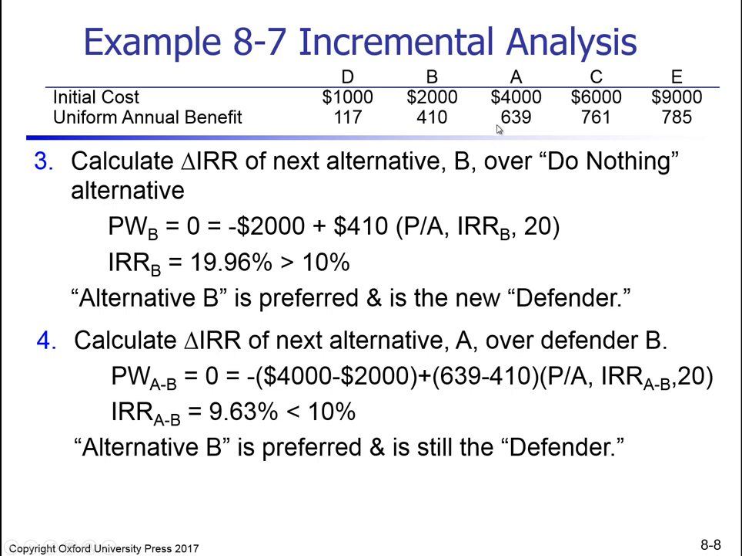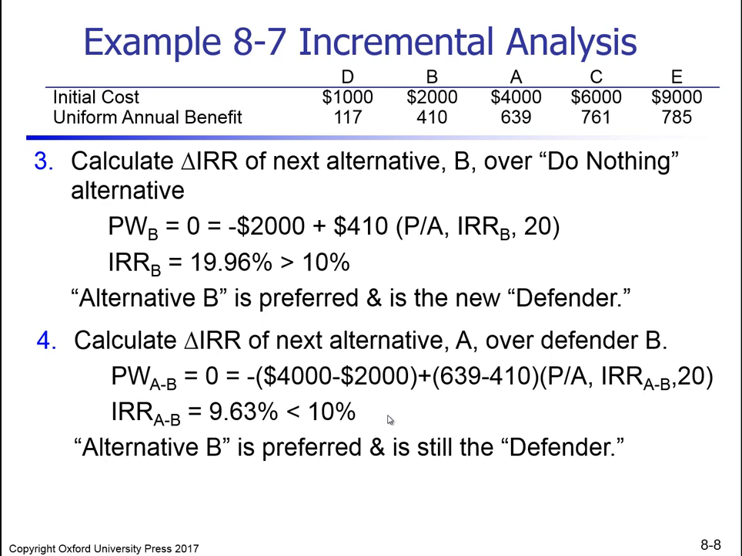And then we're going to look at the differential benefit. In this case, we get 639, which is more than the 410 that we expected before. So we have a $229 net difference in benefit for a $2,000 net difference in cost. And if we go about solving for IRR here, that is less than 10%. And so now we move on and we say, well, A was not a better choice than B. So B remains the defender and the challenger is defeated.